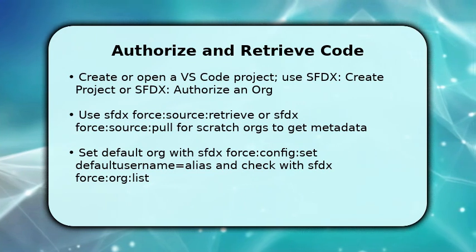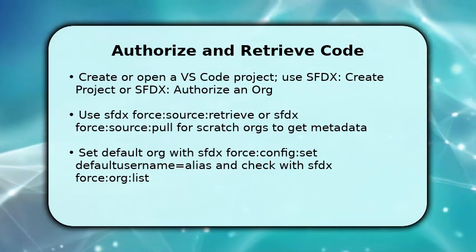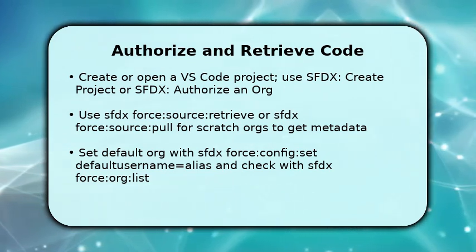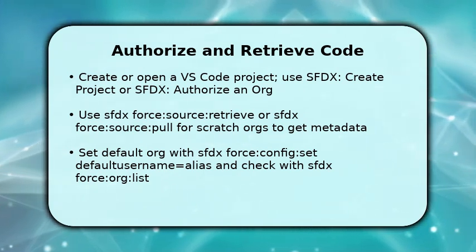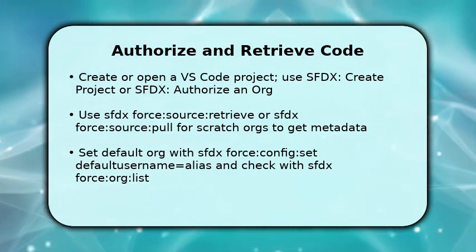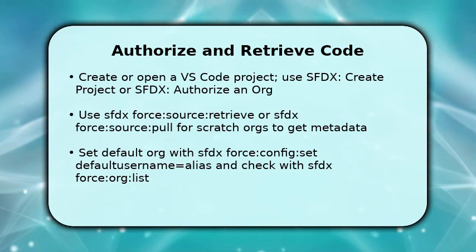If using a non-scratch org, run sfdx force:source:retrieve for an Apex class, custom object, or use the manifest. For scratch orgs, use sfdx force:source:pull. This ensures your local source.